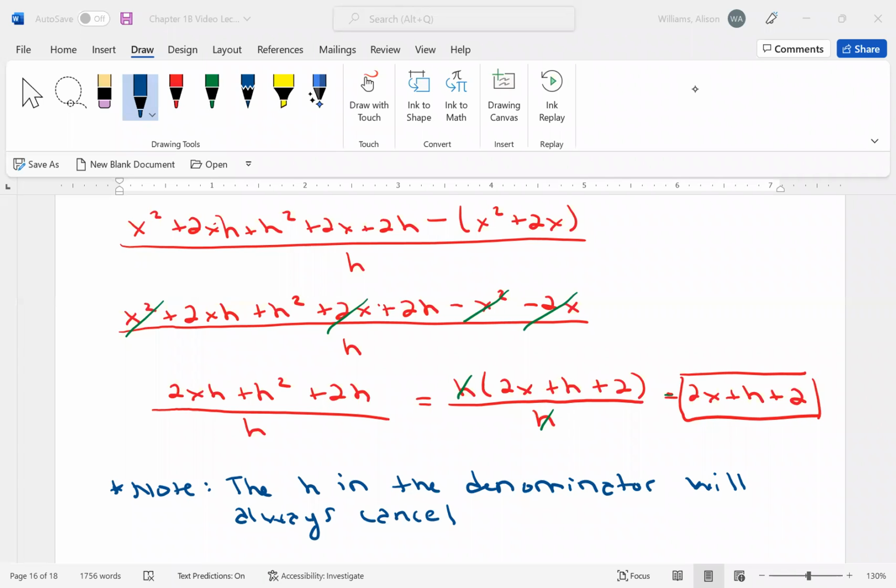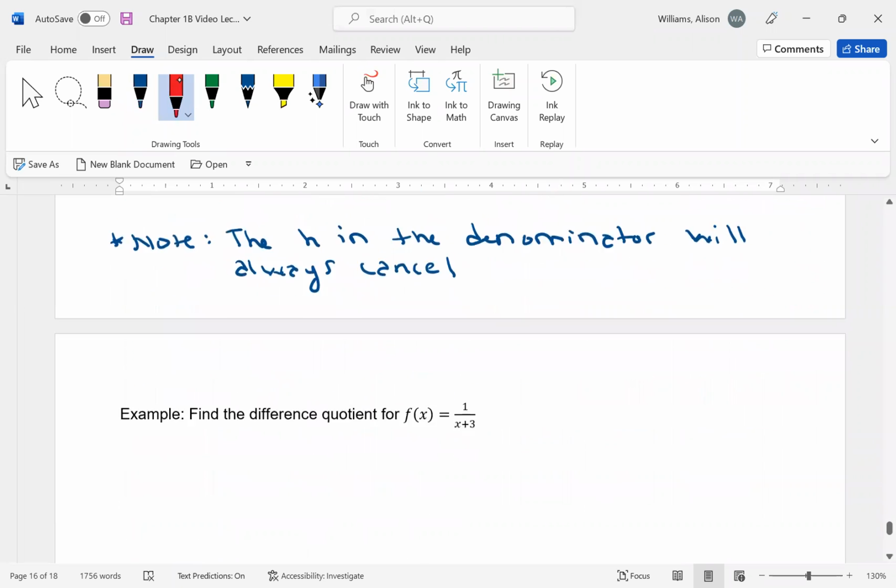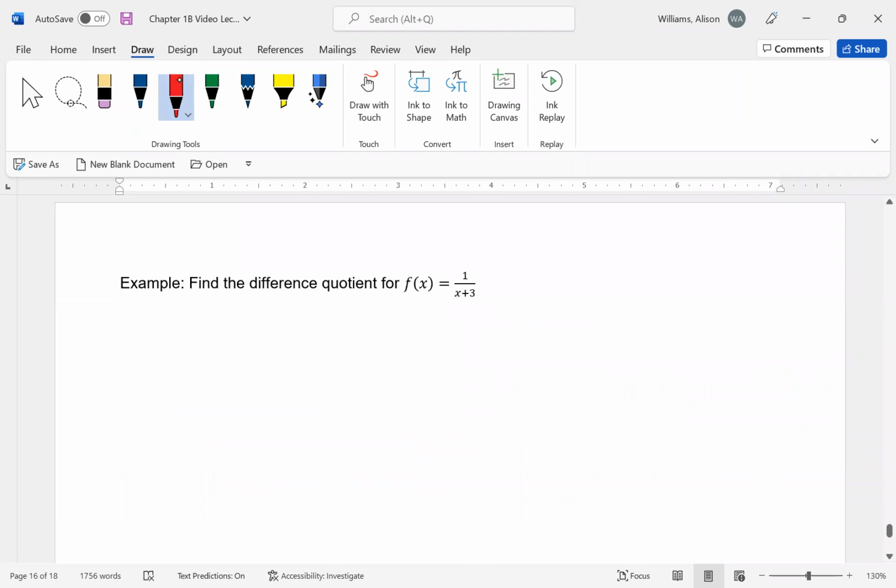Okay, so let's try another example where maybe we have to work at getting it to cancel. So let's use the difference quotient for this. Okay, so I'm going to first plug in x plus h. Plugging it into x is actually going to be kind of boring because I can't simplify it. I'm not even going to put parentheses around it because there's nothing to do. So that's f of x plus h.